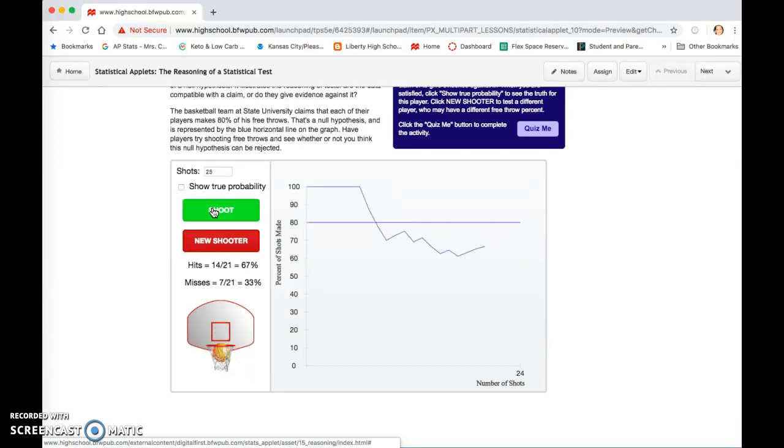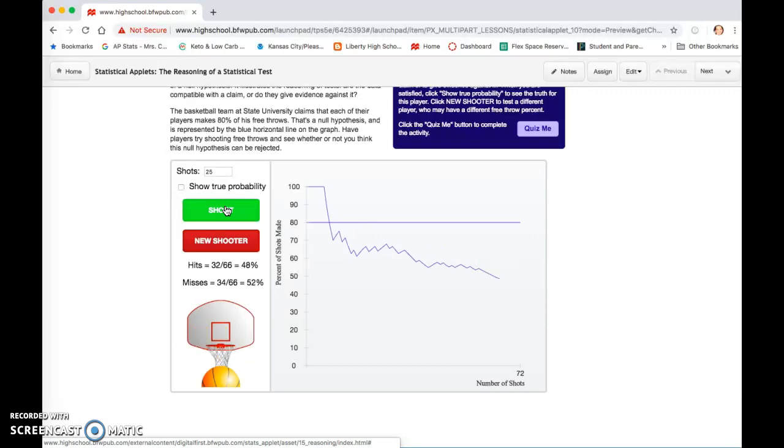And so you can kind of watch, and it shows how his percentage changes over time for his 25 shots. So for this one, I ended up with 16 out of 25 making it. I have a 64% average. So if we click shoot again, we can kind of watch and see how that changes. And it asks you to keep doing this until you are convinced whether the claim is true or whether you think he actually has a lower shooting percentage. So I'm going to hit shoot just a couple more times.